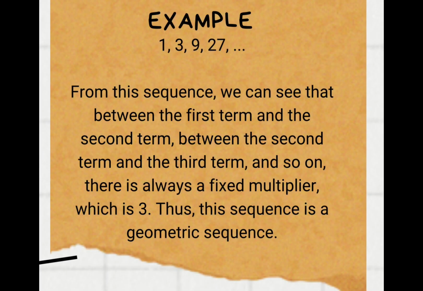For example, 1, 3, 9, 27, and another sequence. From this sequence, we can see that between the first term and the second term, between the second term and the third term, and so on, there is always a multiplier which is 3. Thus, this sequence is a geometry sequence.